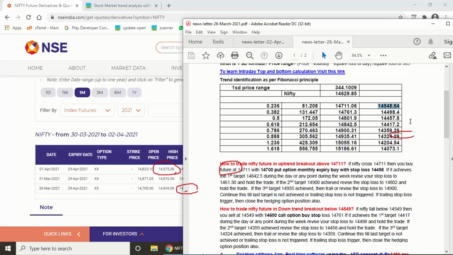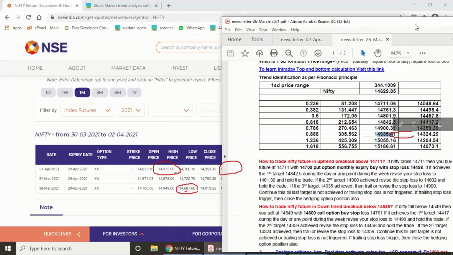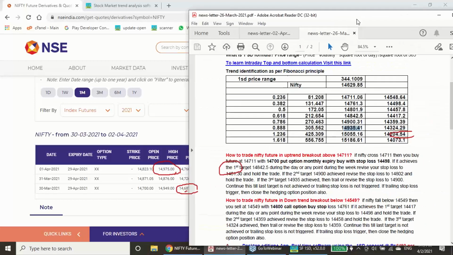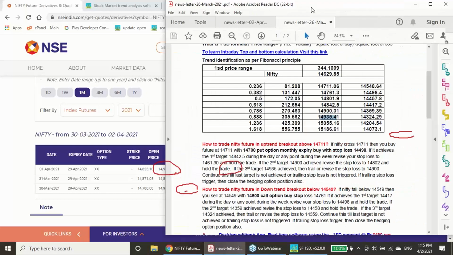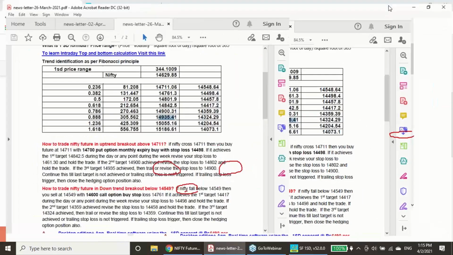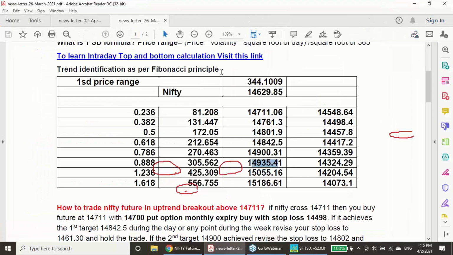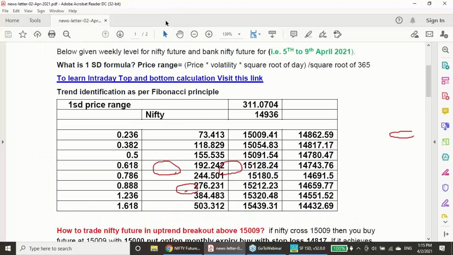The uptrend has given the breakout, and we have got the third target in the Nifty. On a closing basis, we are just missing by 1 point. We calculated 14,935, and it has settled at 14,936. So this is the record of last week's performance.